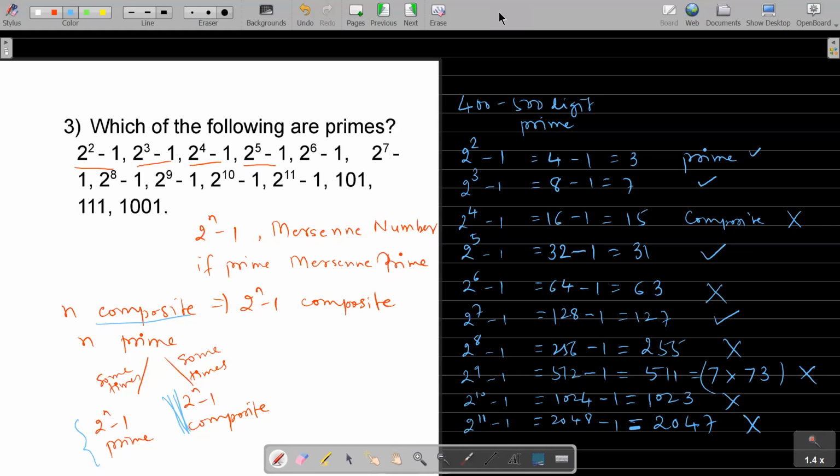Anumega, these factors are not correct. Yes, sir. And in fact, 1001 is not prime. 1001 is 7 times 11 times 13.